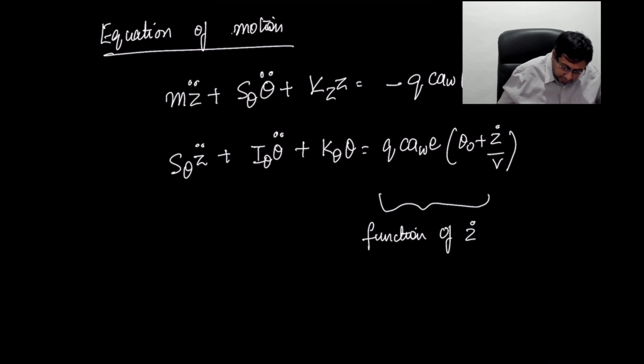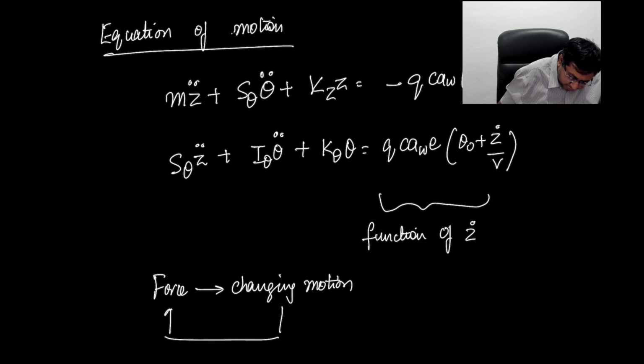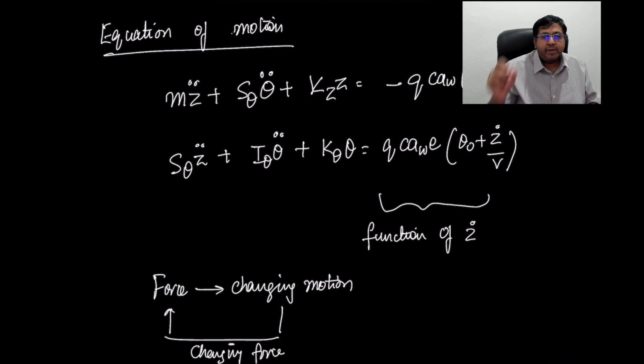So now we have a force that is changing the motion, right? But this change in motion is changing the force, right? So we see that the system is kind of coupled. As the forcing function changes, that's going to change z dot, and as that changes z dot, that's going to change the forcing function.